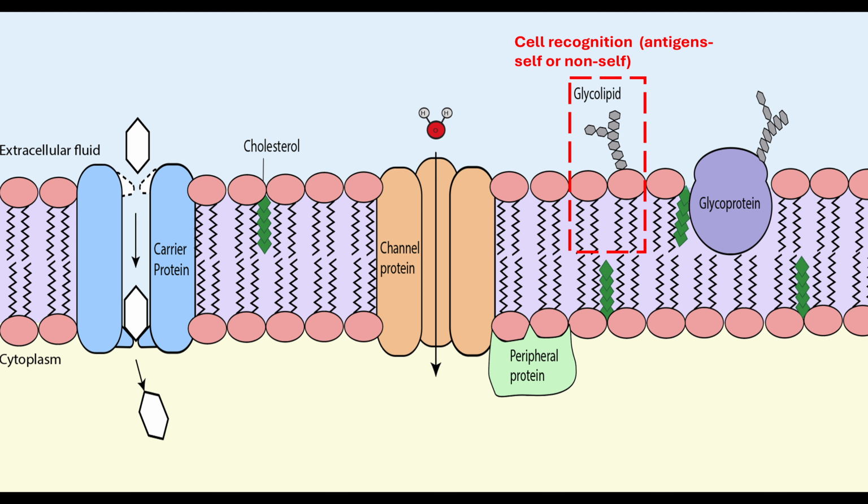Now, another thing that we have when we look at the structure of the cell membrane is what's known as a glycolipid. So just like the glycoprotein, the glyco is talking about a carbohydrate chain attached this time to the lipid. Hence, it's called a glycolipid. Now, the glycolipids are for cell recognition. So they can be called antigens.